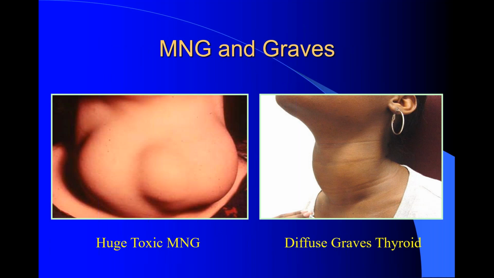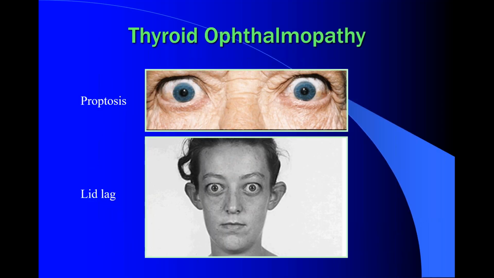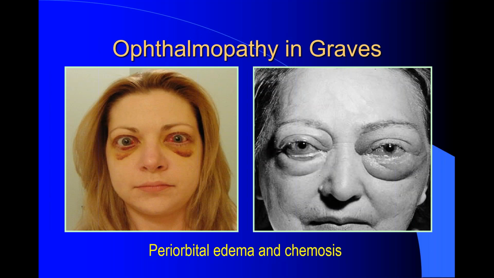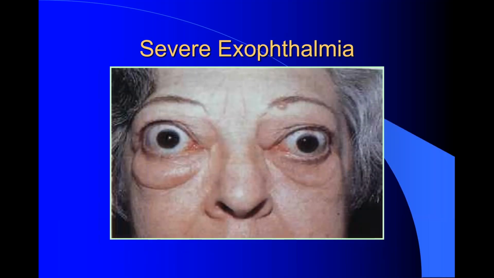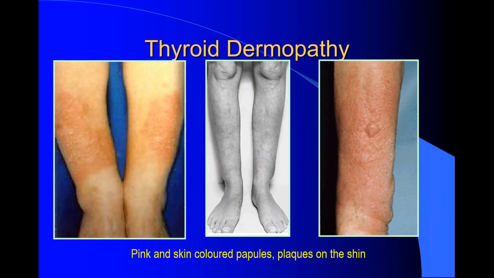Clinical presentation: in multinodular goiter, you will see multiple nodules, and in Graves you will see diffuse enlargement of the gland. In ophthalmopathy, you will see the proptosis, see the lid lag. You can visualize the upper part of this whitish part. Then you can have periorbital edema and chemosis, and there can be severe ophthalmopathy, and you can have skin changes, colored plaques on the skin.